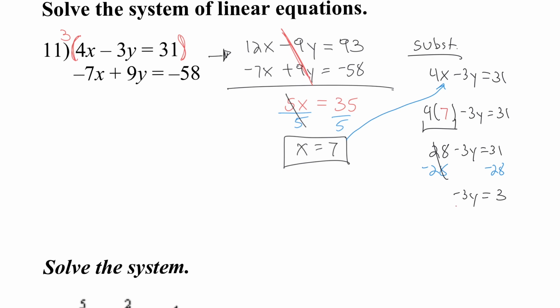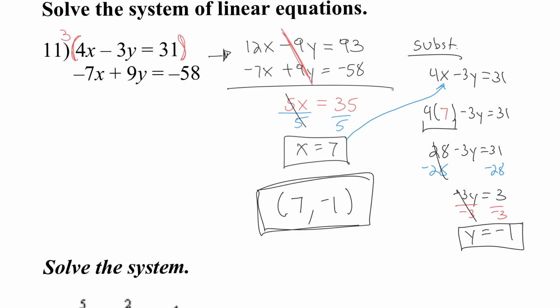And then you divide by negative 3. So y equals negative 1. Okay, so we have the y value. So my answer, remember, in parentheses. x goes first, 7, comma, and then the y, -1. So that is my answer for number 11.